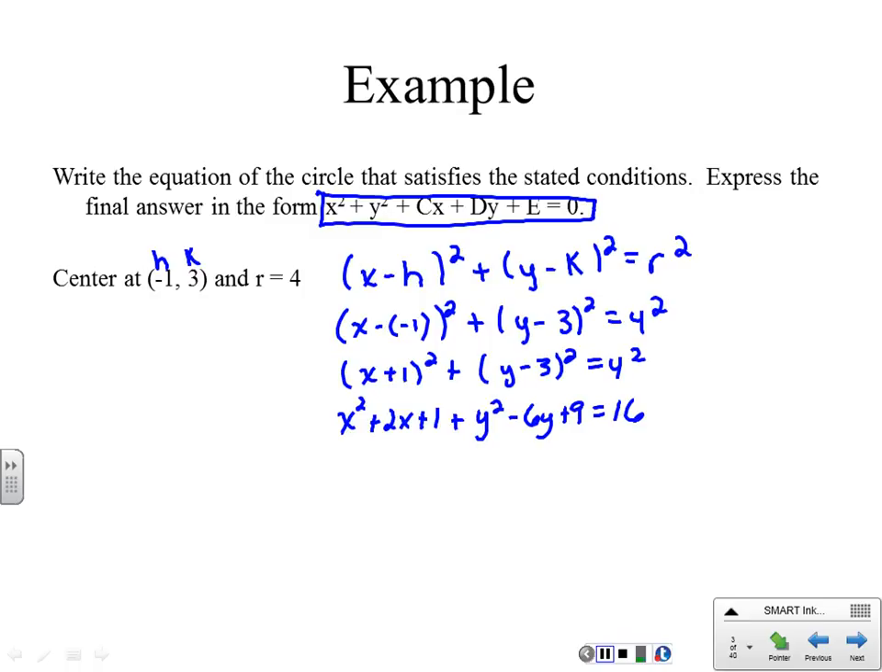But to get it in general form, let's put it in descending order. So we're going to have x squared plus y squared plus 2x minus 6y. And then look at all of our constants. We have a 1 and a 9, which is going to be 10. But then we got to bring this 16 over, right? So we have 9 plus 1, which is 10, and then 10 minus 16 is going to give us negative 6 is equal to 0.